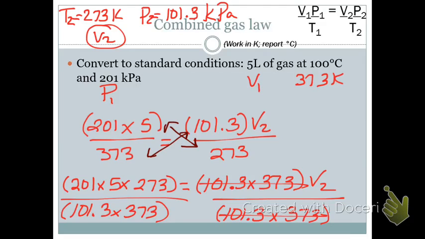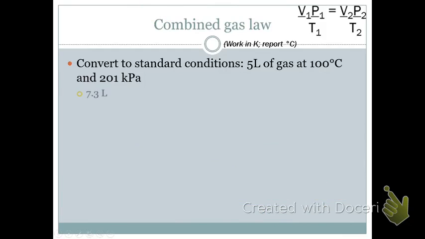Okay, so clear your calculator. Open parentheses, 201 times 5 times 273, close parentheses, divided by, open parentheses, 101.3 times 373, close parentheses, press the equal sign, and you should get 7.3 liters. Now, why is that liters? Because I gave you liters for my volume. So you need to make sure you give me liters back.